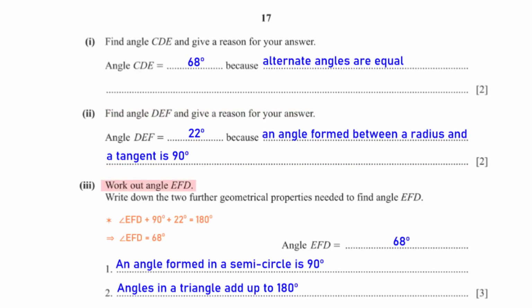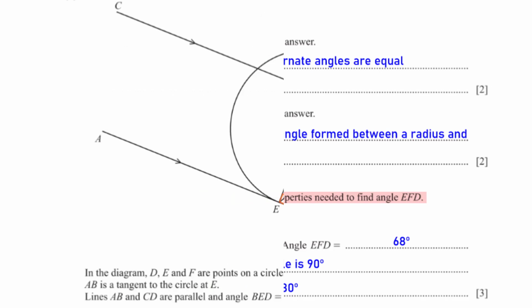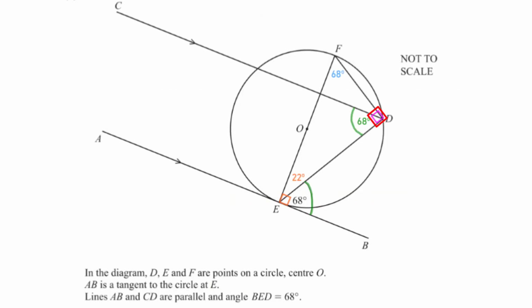Work out angle EFD. Write down two further geometrical properties needed to find angle EFD. An angle formed in a semicircle is 90 degrees. The sum of the angles formed in triangle EFD must add up to 180 degrees.